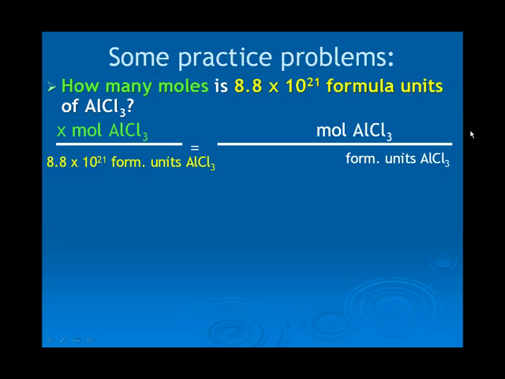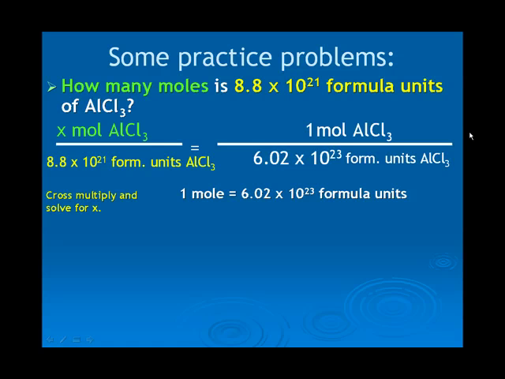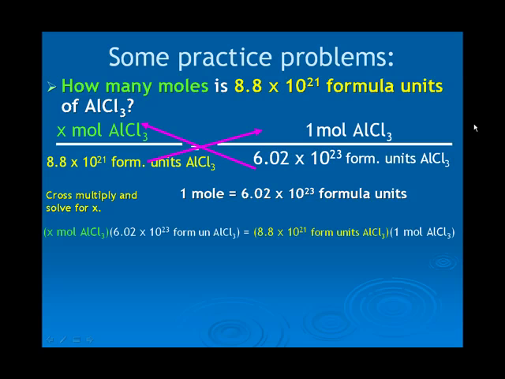Now in 1 mole, how many formula units are there? 6.02 times 10 to the 23rd. It does not matter what compound we're talking about. Okay, it's going to be 6.02 times 10 to the 23rd. Cross multiply, solve for x. Here's the problem set up.